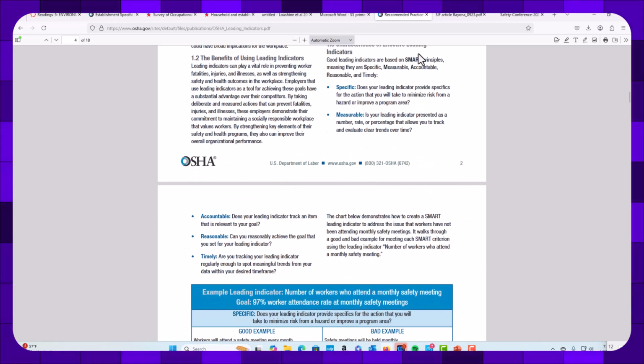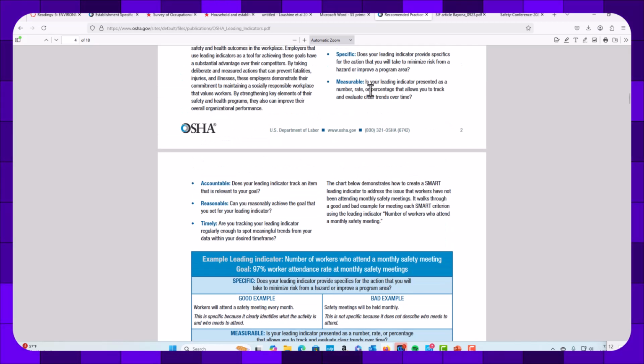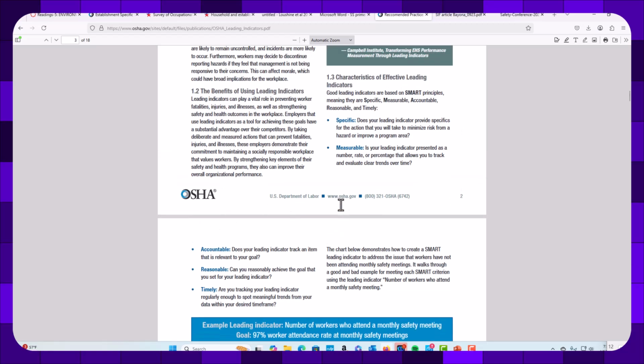Okay? All right, so let's scroll through here. It talks about SMART goals. I agree with that. SMART goals are a good way to do it. It's specific, measurable, accountable, reasonable, timely. Yeah. Okay. But that's goals. A measure itself, there's a difference between a goal and a measure, dude.